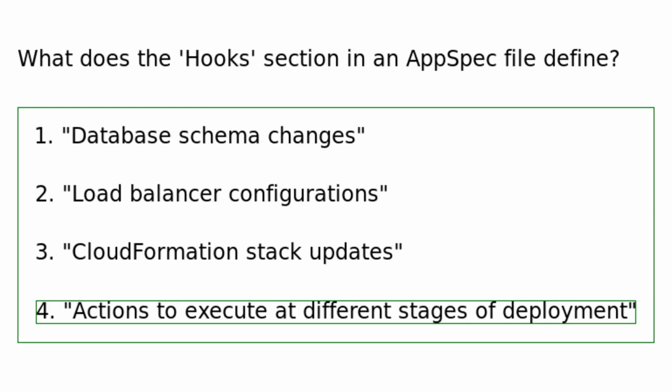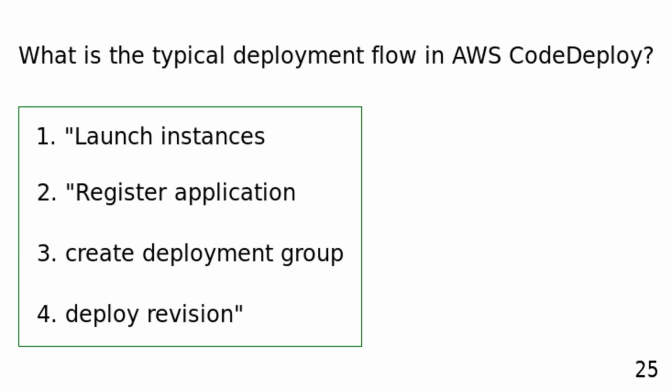What is the typical deployment flow in AWS CodeDeploy? Launch instances. Register application. Create deployment group. Deploy revision. Configure load balancers.